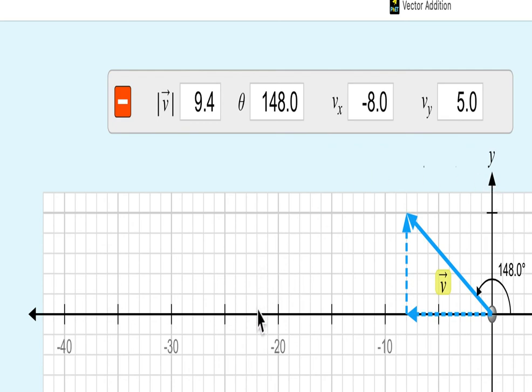And you may not get that directly from your calculator. So what I always recommend is to ignore the signs of the components and calculate the inverse tangent of 5/8. Once you've done that, then you have to consider the quadrant that you're in. You're in the second quadrant, so you want your angle to be bigger than 90 and less than 180. So once you get the inverse tangent angle, you would subtract that angle from 180.